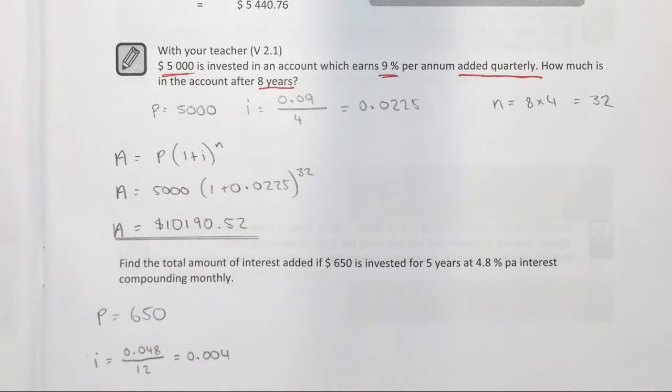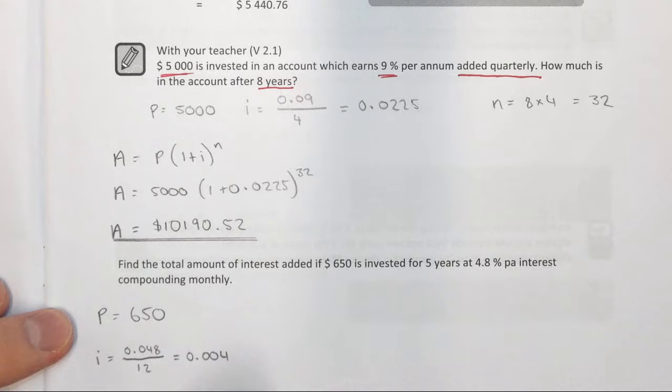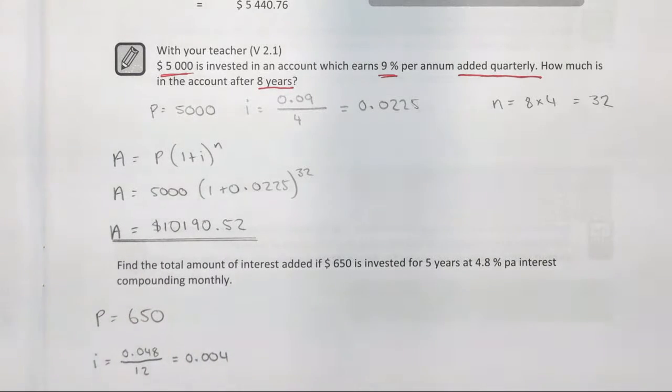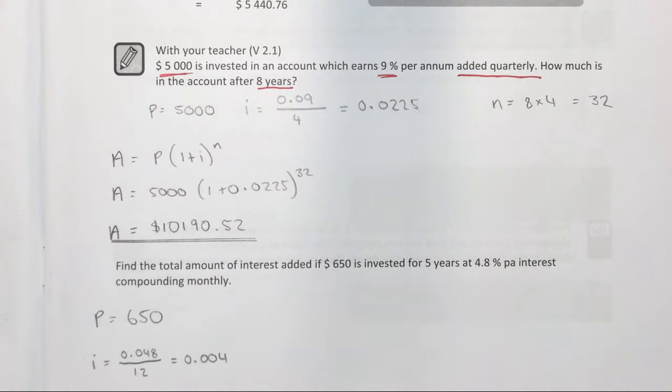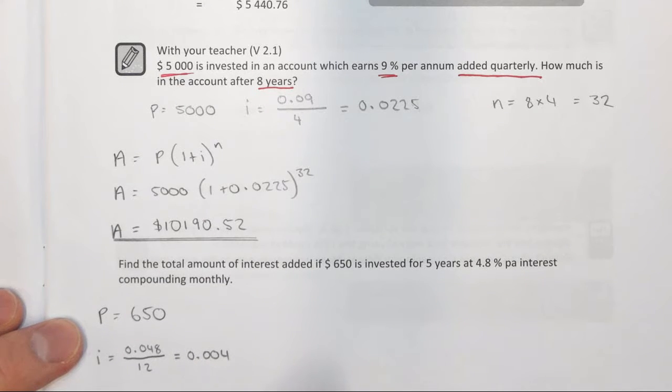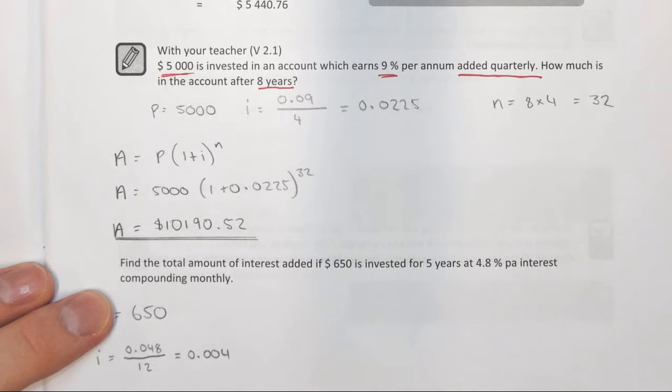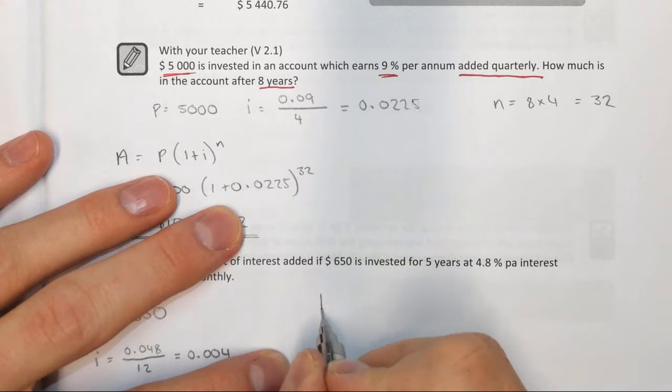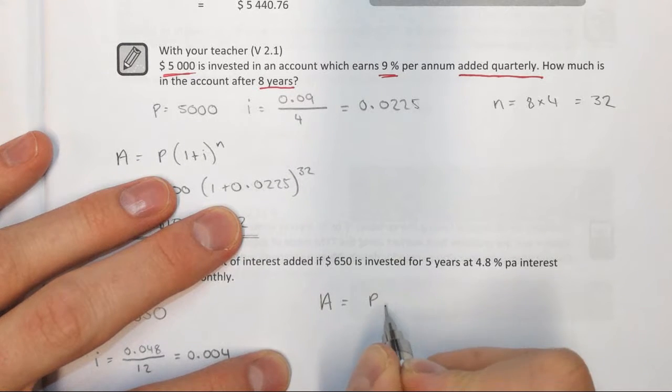Fantastic. And the last one is N, which is what, Tom? How would we work out our value for n for this question? Because it's monthly, would it be 5 times 12? Great, 5 times 12, 5 years, 12 months is 60. And again, pop it into our formula.